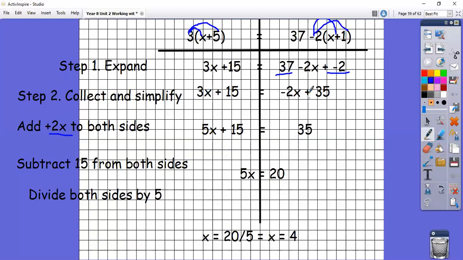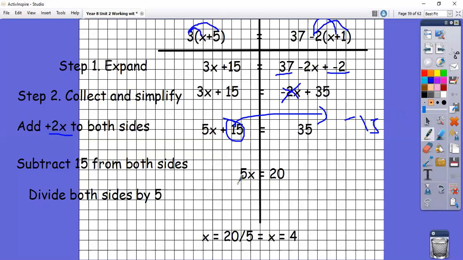The 50 remains the same. Then on this side, this is now gone, so I'm left with 35. Then again, remember, I want to leave a 5x by itself, so I'm going to move this 15 to the other side. So that's subtract 15 from both sides. That leaves me with 5x is equal to 20. 35 take away 15 is 20.